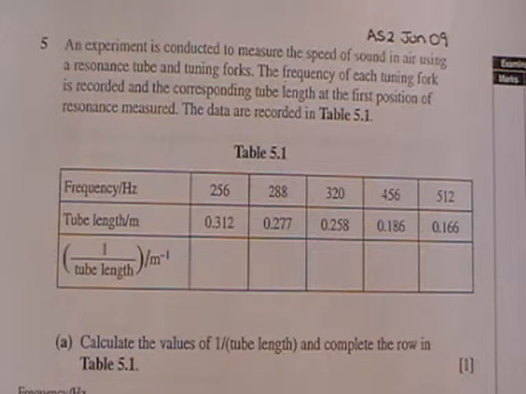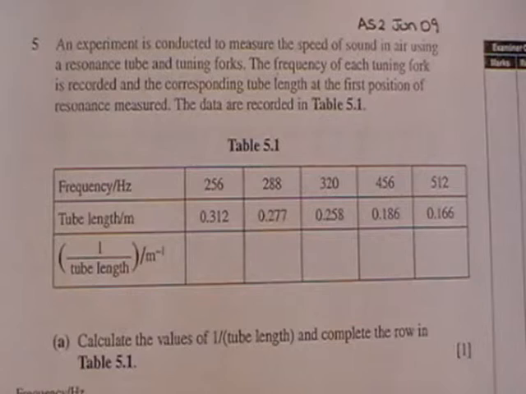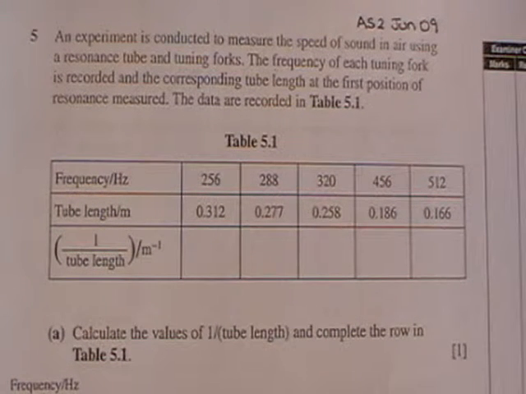This is AS2 Jun2009, and this is a question about the speed of sound. An experiment is conducted to measure the speed of sound in air using a resonance tube and tuning forks. The frequency of each tuning fork is recorded and the corresponding tube length at the first position of resonance measured. The data is recorded in table 5.1. Calculate the values of 1 over the tube length and complete the row in table 5.1.